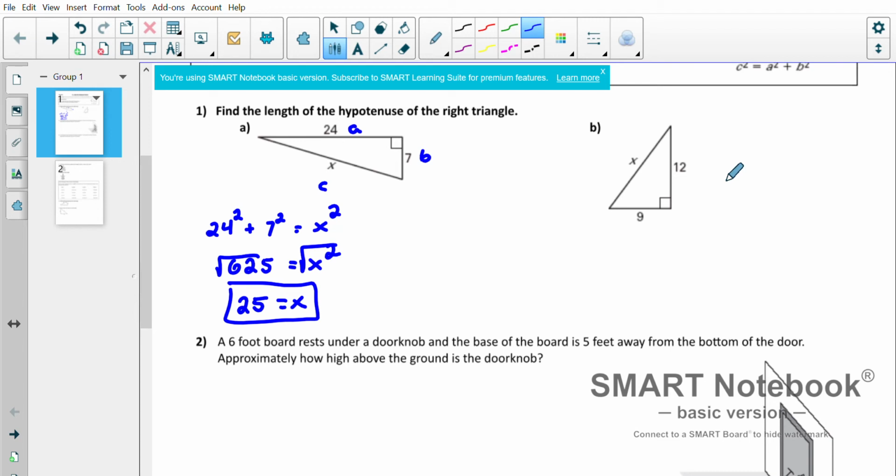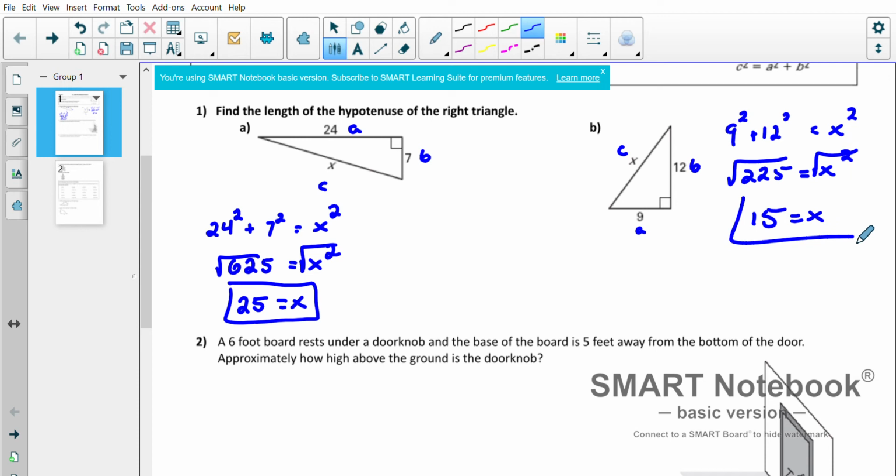So same thing over here. We are going to take our legs, which are 9 and 12. That's a and b. Our unknown side is c. So 9 squared plus 12 squared equals x squared. 9 squared is 81, plus 12 squared is 144, giving us 225 equals x squared. When I take the square root of both sides here, the square root of 225 is 15. So our missing side, or the length of our hypotenuse, ends up being 15.